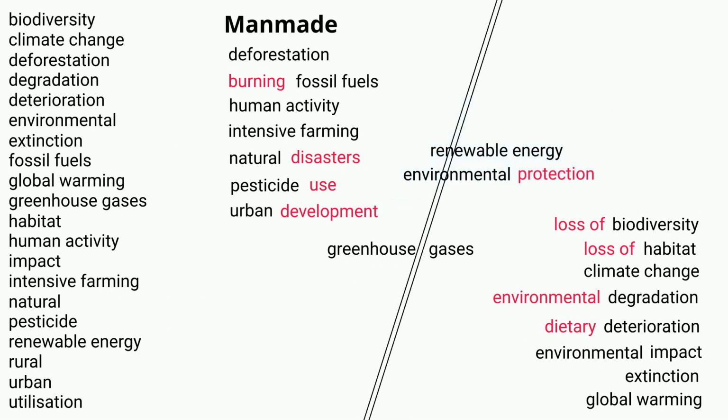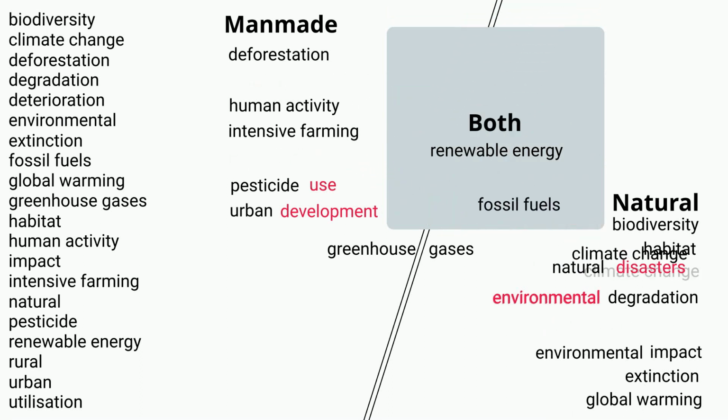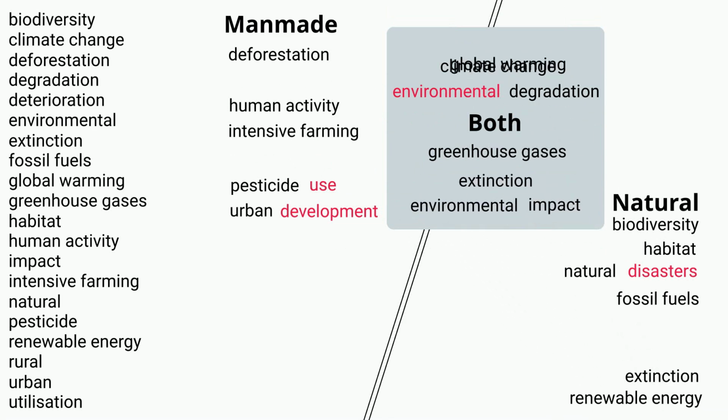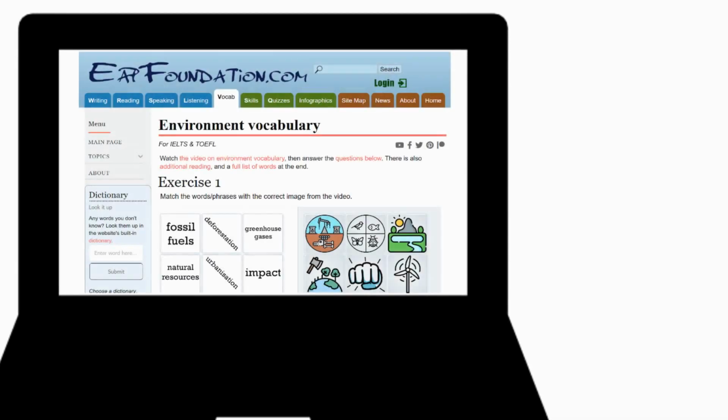Another way to categorize would be looking at things which are man-made, natural, or potentially both. The majority of the causes are actually man-made, whereas many of the effects, although worsened by human activity, also occur naturally. Don't forget to check out the website where you can find exercises to practice all of these words.